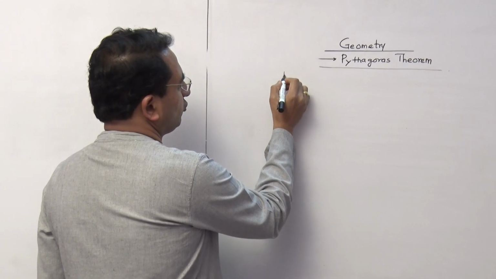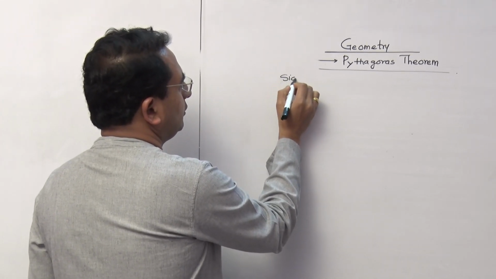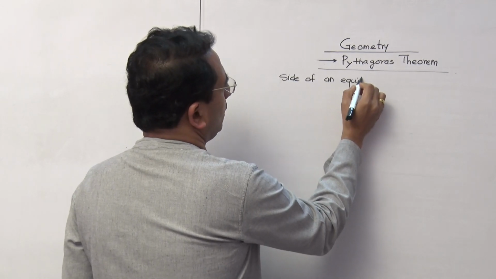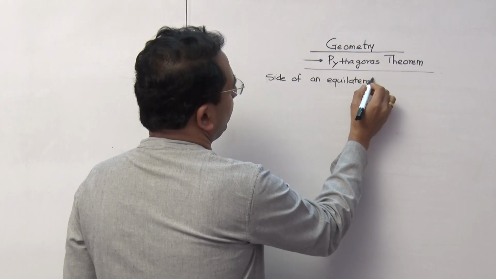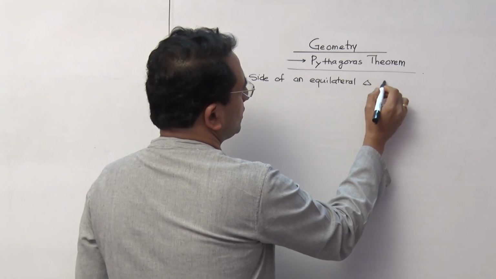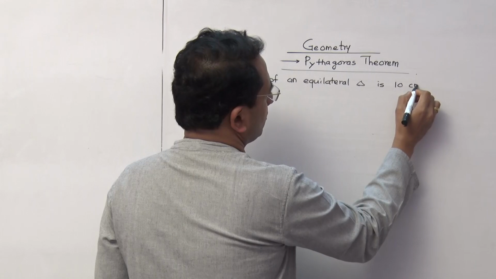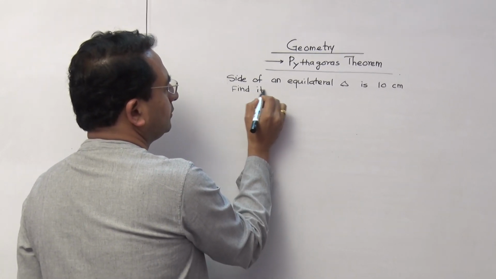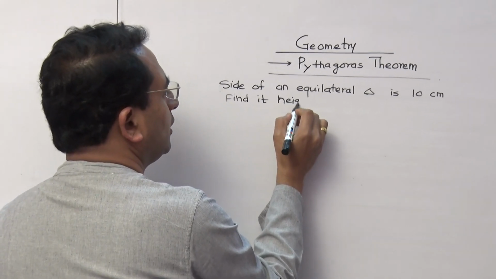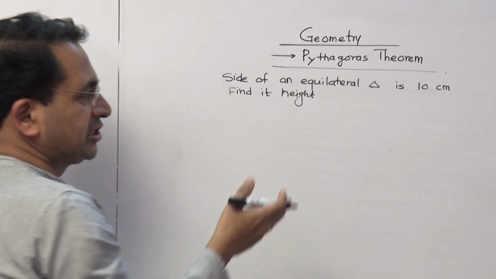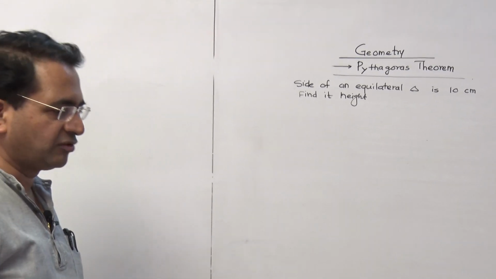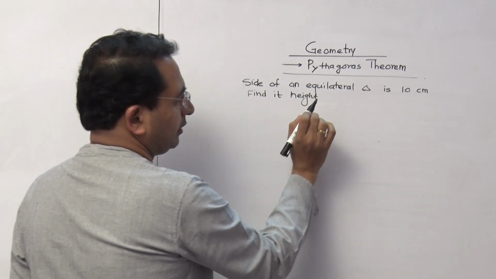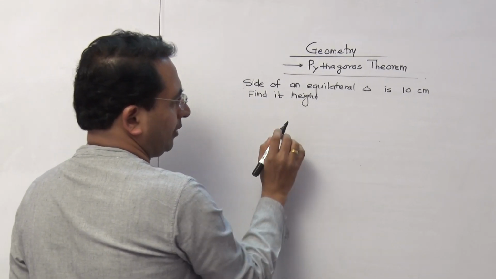See, there is one more question. Side of an equilateral triangle is 10 centimeters. Then find its height. This is also discussed in the textbook by drawing a diagram only. But I am saying this confidently that there is no need of drawing a diagram.